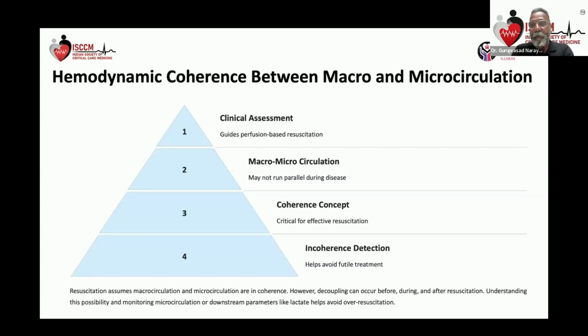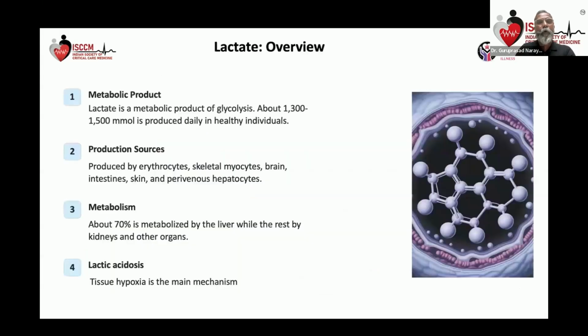Or you can call it a decoupling. It can be seen before or after resuscitation, and understanding this possibility and monitoring microcirculation or downstream parameters like lactates, or arterial carbon dioxide is also very, very important in the management of shock. So lactate, as you see, is a metabolic product of glycolysis, and the sources can be the blood cells, RBCs, skeletal muscles, brain, and most of the lactate is metabolized by the liver. So if there is a liver dysfunction, you can find high levels of lactate, though the patient is non-shocked. And lactic acidosis is seen because of tissue hypoxia, and that is because of the anaerobic metabolism that happens when the peripheral tissue perfusion is very poor.